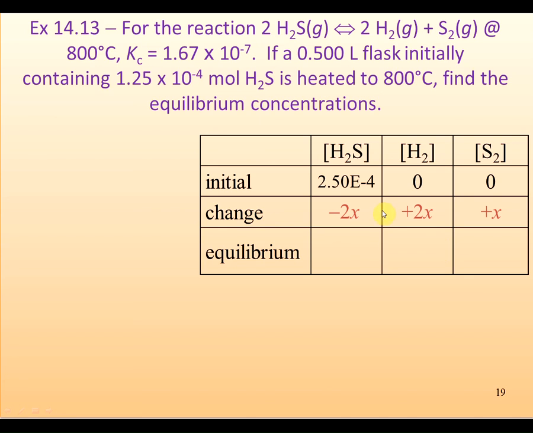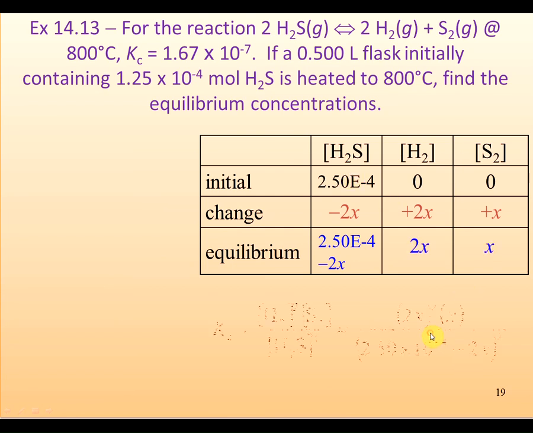Hydrogen sulfide is a reactant. We're going to consume the reactant, so that's why it's a negative. We have the coefficient of 2 in front, so that's why we've got the minus 2x. We're going to produce 2 moles of hydrogen, so that's plus 2x, and then plus 1 mole of sulfur, so that's plus x. So at equilibrium, we just add those columns up, or actually add those 2 rows up.